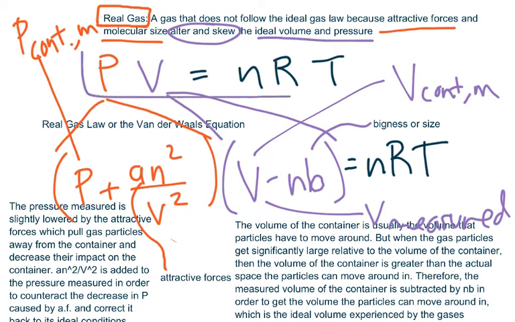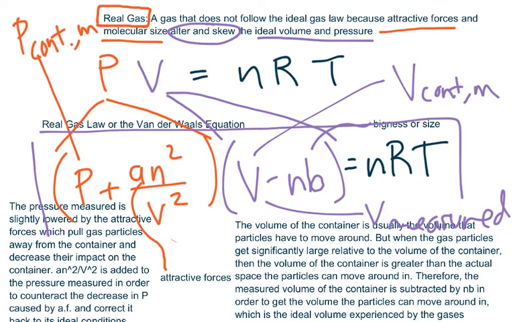So in the first image here, you see PV equals nRT. That is, of course, the ideal gas law. But what happens if the P and V are skewed or made different because of attractive forces and molecular sizes? Well, what ends up happening is that you have a second equation that is used to correct the pressure measured and the volume measured in order to make them ideal again. So you might be asking, how exactly do attractive forces and molecular size skew our pressure and volume? Well, let me tell you.